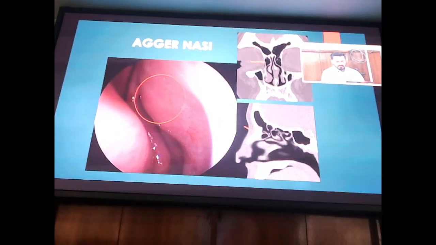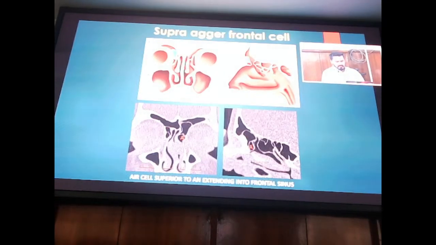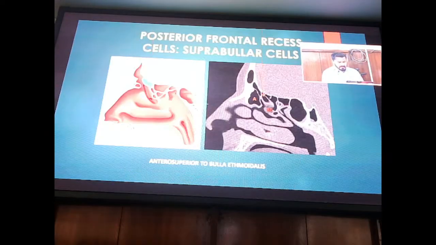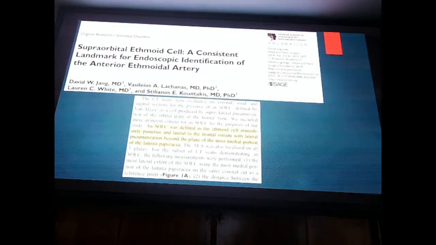Okay, so we just have three groups of cells: anterior, posterior and medial. So you have the agar cell, supra-agar frontal cell, interfrontal septal cell, and supra-orbital cell. So these things we will just skip.